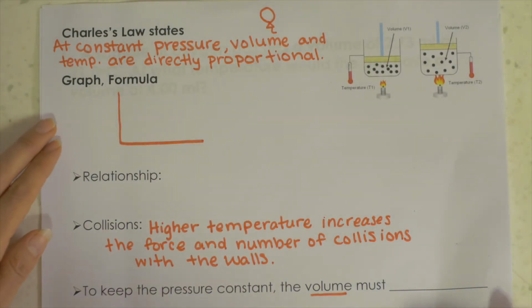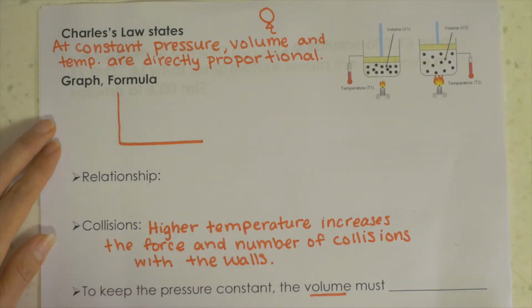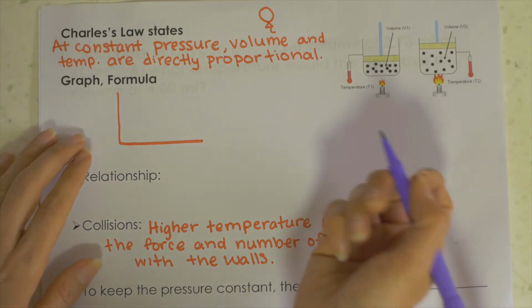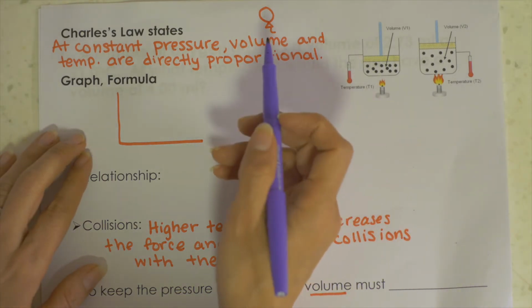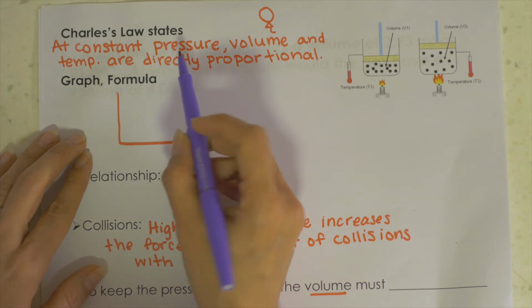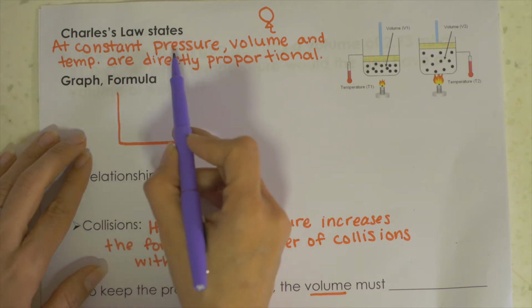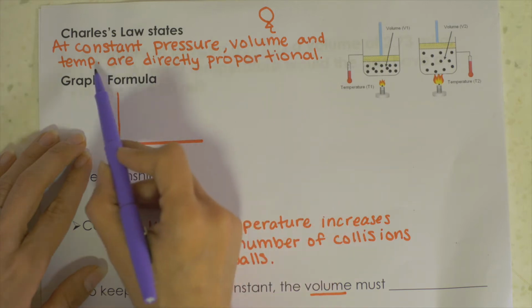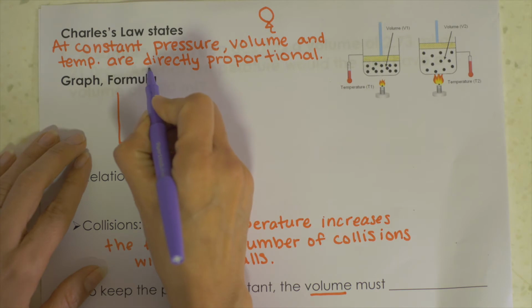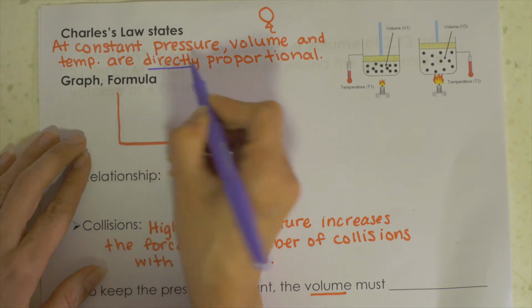Okay, guys, this video is Charles's Law, another one of the gas laws. So far we've talked about Dalton's Law, which was the law of partial pressures, which was adding those pressures up. We did Boyle's Law, and now we're looking here at Charles's Law, which states that at constant pressure, volume and temperature are directly proportional.